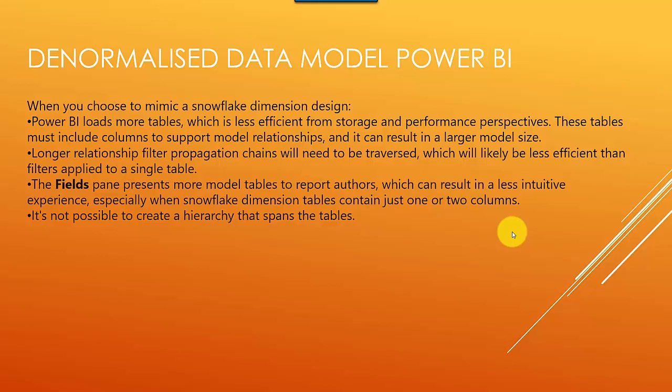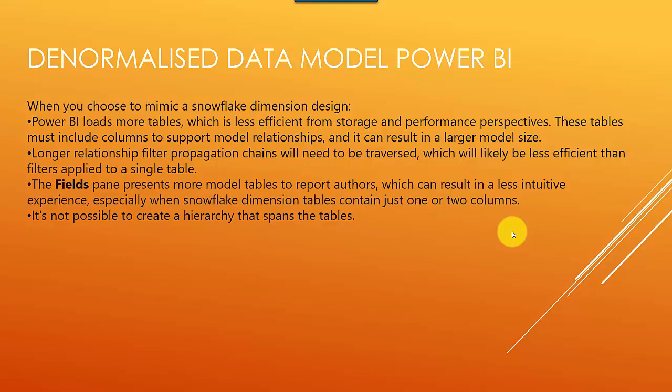The fields pane represents more model tables to report authors, which can result in a less intuitive experience. Let's assume there's a business user who wants to do self-service analysis. It's a lot easier if there's just one dimension called dim product and they know all the attributes sit there, rather than going through multiple tables, putting that in your visual and then doing analysis. So it really slows down the analysis. It's not as intuitive and not user-friendly at all. That's why you try to go for a denormalized data model.